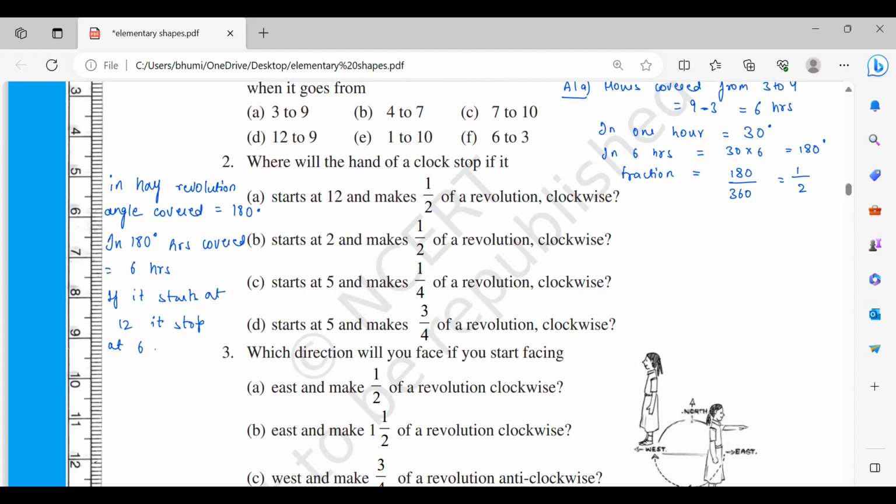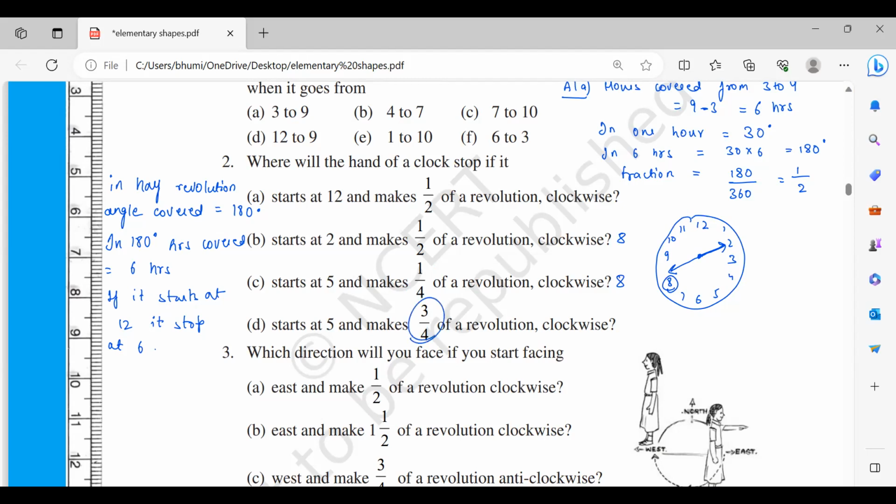Okay. If you want to do it by the clock, you will make a clock; it starts at 2. Now this is 12, this is 6, this is 3, 9, 1, 2, 4, 5, 7, 8, 10, 11. So it starts at 2 and makes half of a revolution. Means 180 degrees. So in 180 degrees, it will be a straight angle. So it will stop at 8. Okay, like this. If it is 1/4, that means it is covering 90 degrees. That means 3 hours.